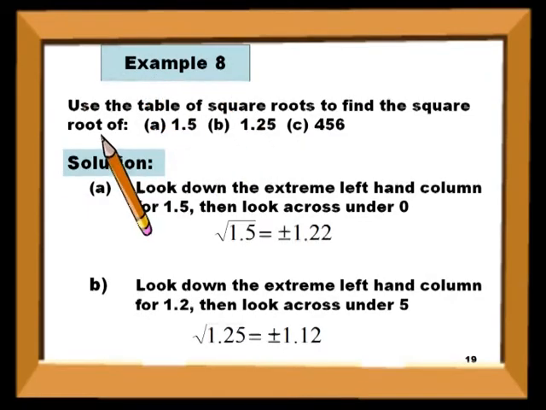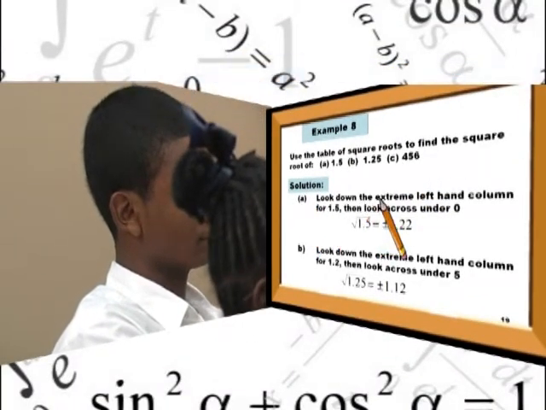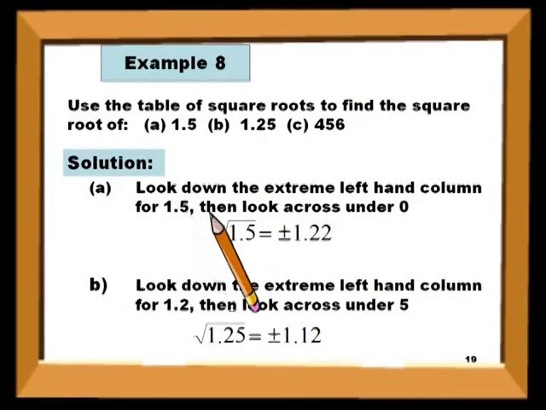Example 8. Use the table of square roots to find the square root of A, 1.5, B, 1.25, C, 456. Solution. A. Look down the extreme left-hand column for 1.5. Then look across under 0. Square root of 1.5 equals plus or minus 1.22. B. Look down the extreme left-hand column for 1.2. Then look across under 5. Square root of 1.25 is equal to plus or minus 1.12.